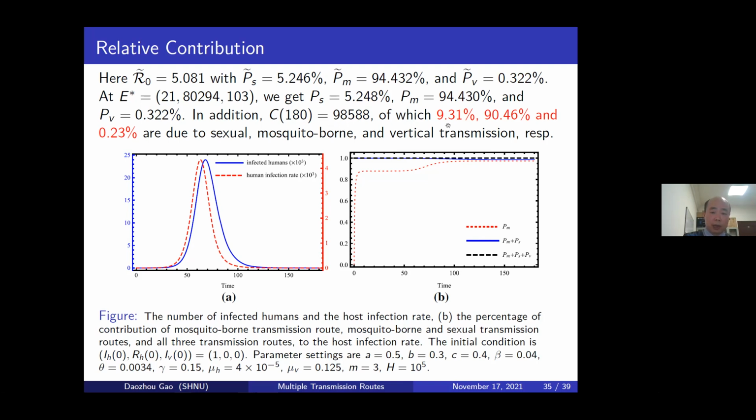Then we can compute the percentage of contributions of each transmission route to the cumulative host infections. That is about 9% contributed by sexual transmission, 90% by mosquito-borne transmission, and 0.23% by vertical transmission. So you can see that the role of sexual transmission in the early phase of a Zika outbreak is greater than in the long term, while vertical transmission is just the opposite.